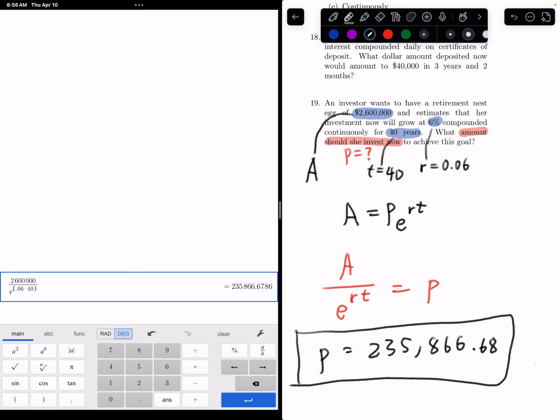Now, what if this wasn't 2 million? What if I just wanted a measly 1 million? Well, then you start with 90,000. Okay, I was just doing that last part for fun.